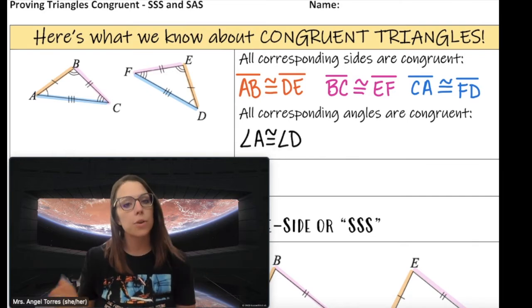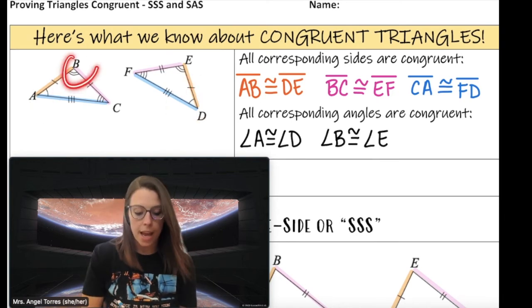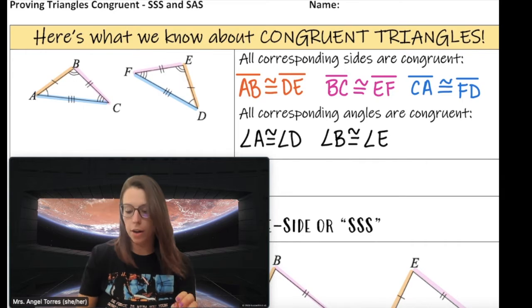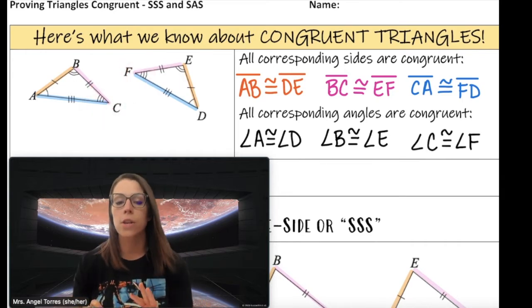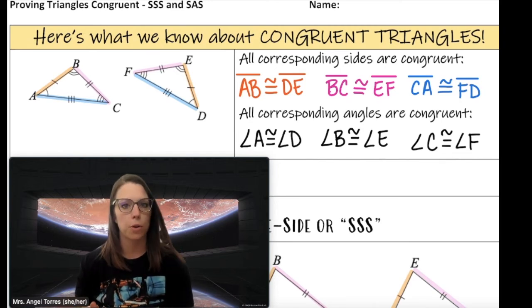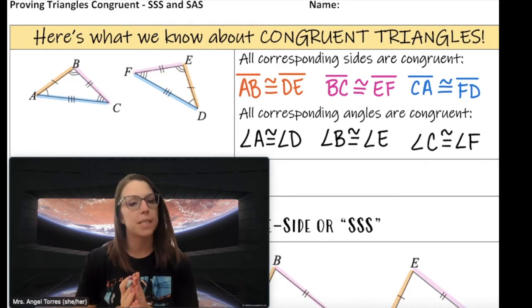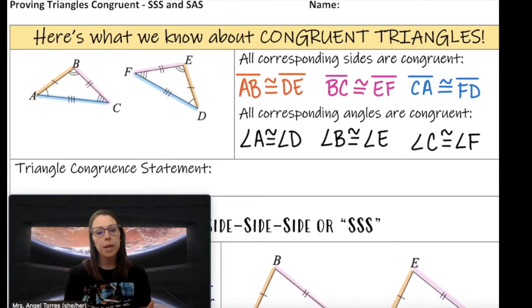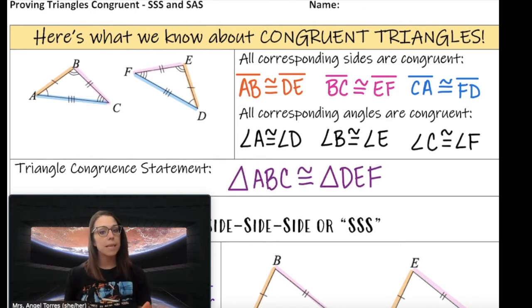So angle A is congruent to angle D because they have one arc. Angle B and angle E are congruent because they have two arcs. And angle C and angle F are congruent because they have three arcs. So we can say without a doubt that because all of the corresponding sides of these triangles are congruent and all the corresponding angles are congruent, the two triangles themselves are congruent. So from here, we can write our triangle congruent statement. Taking all the corresponding angles from both triangles, we would say that triangle ABC is congruent to triangle DEF.